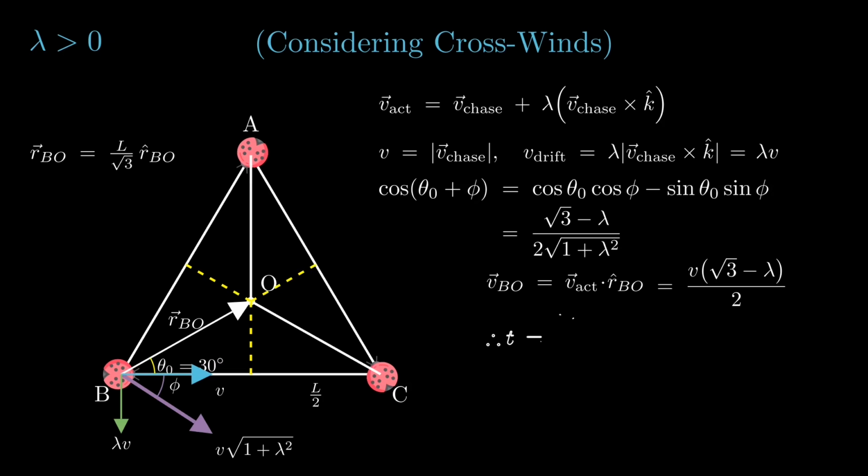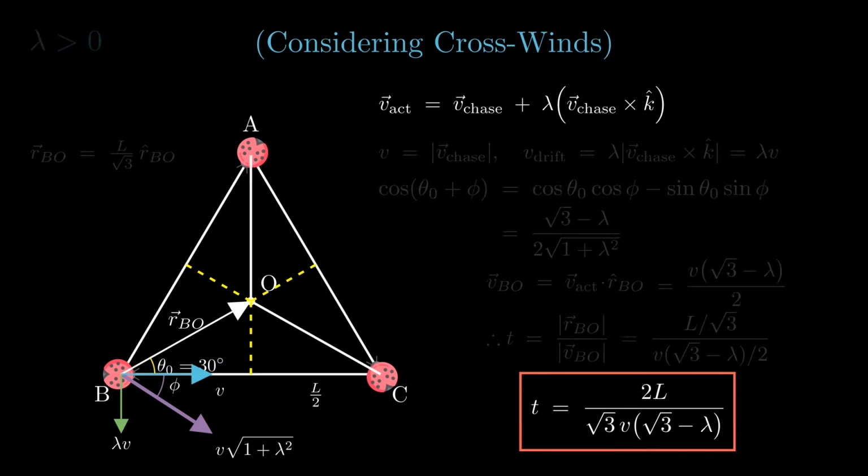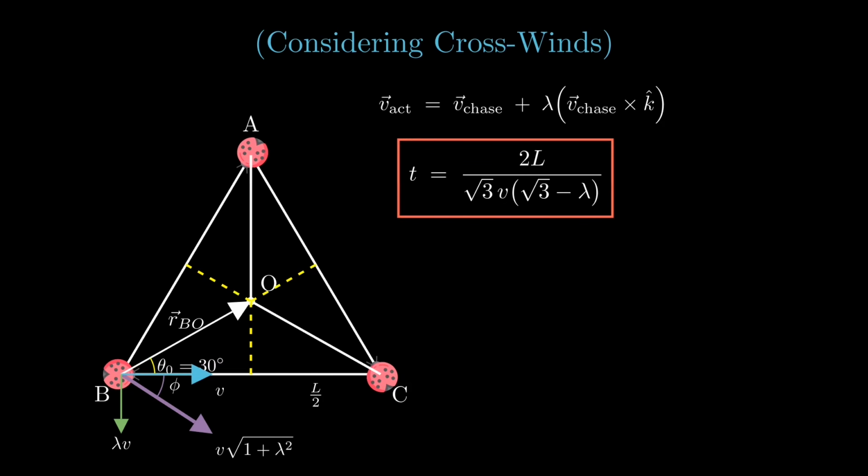The time to reach the center is just the displacement over this effective velocity, which thus gives us t equals 2L over root 3 times v times (root 3 minus lambda). As you can see, the expression only makes sense for lambda strictly less than root 3. If lambda equals root 3, the denominator becomes 0 and the time thus becomes undefined.